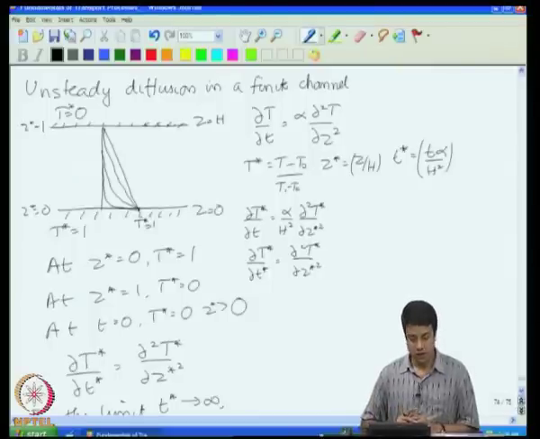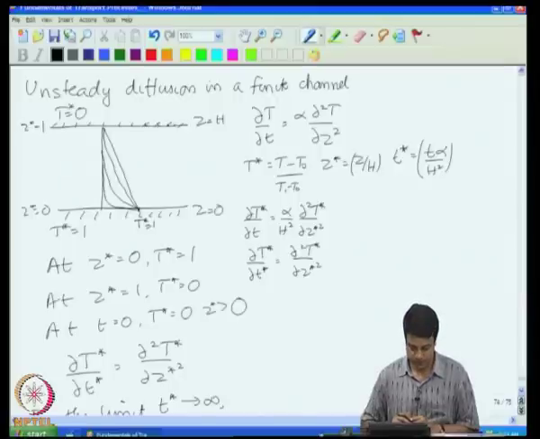How about if the channel is of finite width? That was the problem that we had started in the previous class. I have t equal to 1 at the bottom, t equal to 0 at the top. The bottom is at z equal to 0, the top is at z equal to 1.